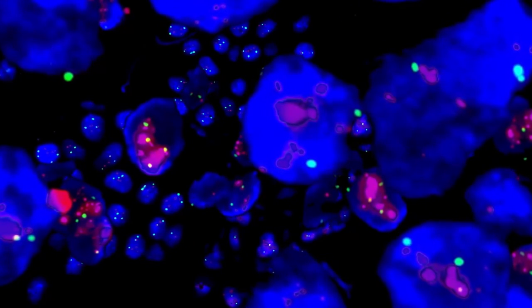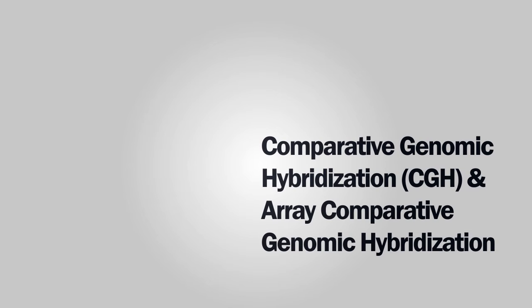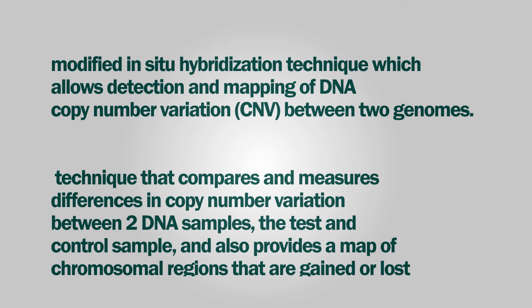Second method, comparative genomic hybridization, CGH, and array comparative genomic hybridization, aCGH. It is a modified in situ hybridization technique which allows detection and mapping of DNA copy number variations, CNV, between two genomes. This technique compares and measures differences in copy number variations between two DNA samples, the test and control samples, and provides a map of chromosome regions that are gained or lost.